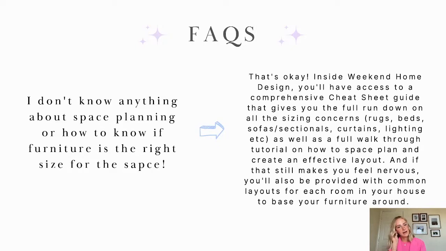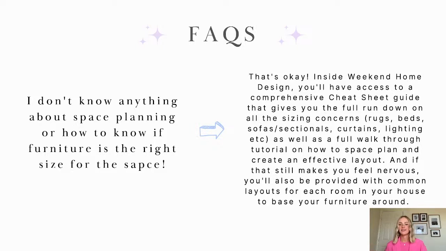Okay, and again, what if I don't know anything about space planning or how to know if the furniture is the right size for the space? I know I've said this before, but we cover all of that specifically with the Ultimate Cheat Sheet Guide. I've gone through and written down every single dimension that is common for rooms, for furniture, for those walkway paths I was talking about, little details like that. I have taken the time to write those all down and provide that with you as well. We also talk about all the sizing concerns for beds, rugs, sofas, curtains, everything. So we have a full module specifically on creating that effective layout for you.